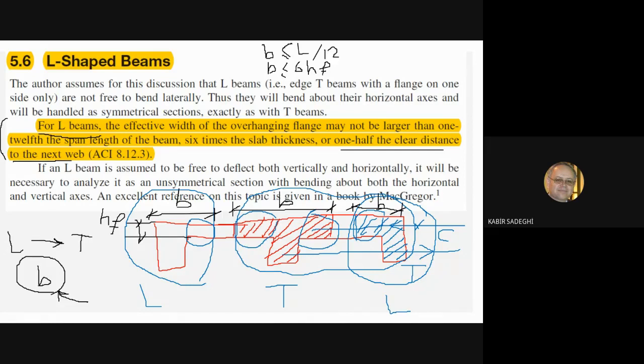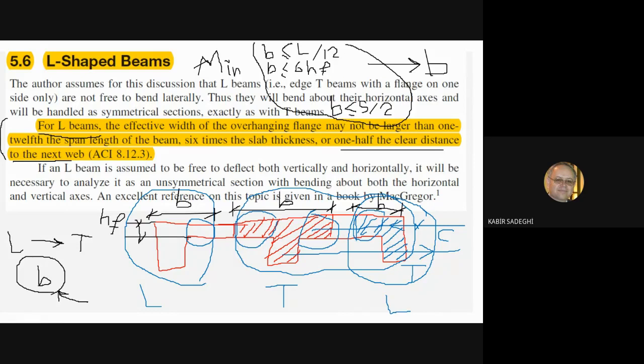The last one, B, should be less than 1/2 of the spacing. Do you remember we say a spacing between the beams, if it's S, it should be less than S/2. Therefore, the minimum of these three values gives us B for the L beam. Therefore, the difference is only this one. The design is exactly the same.